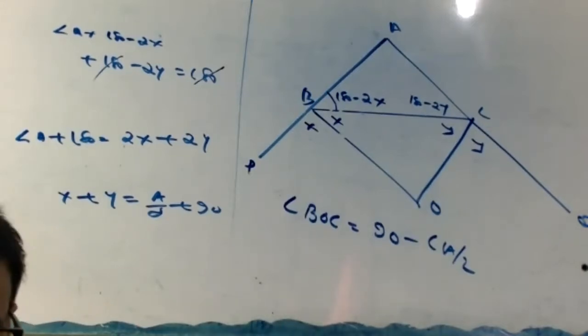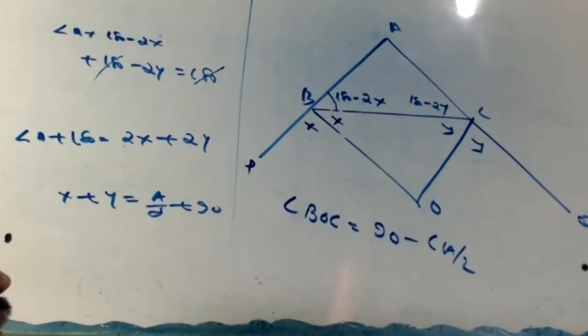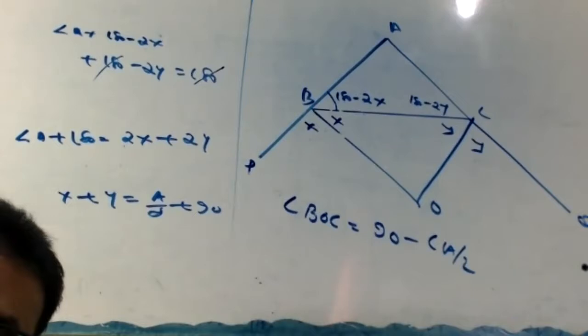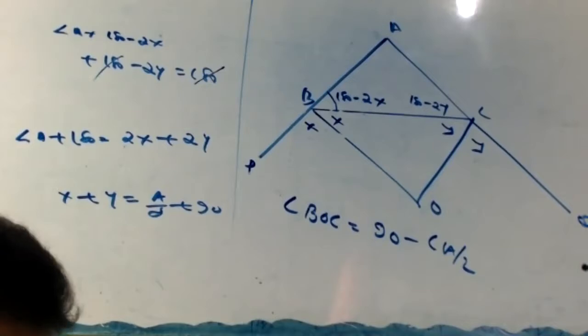Okay. Similarly, angle ACB 180 minus 2y. ACB 180 minus 2y. Okay. Then after that, next line.